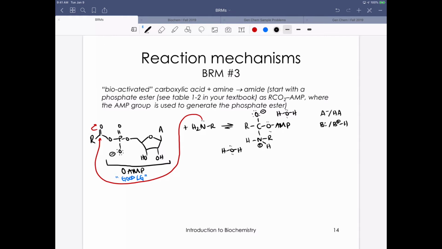And again, water is always good. But what we need to do is we need to do some proton shuffling. So we're going to protonate this guy, deprotonate this guy, and this leaves us with our final carbinolamine intermediate.